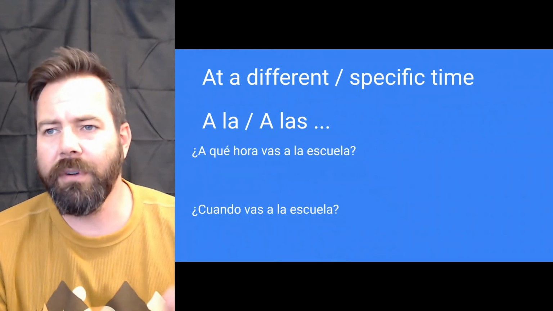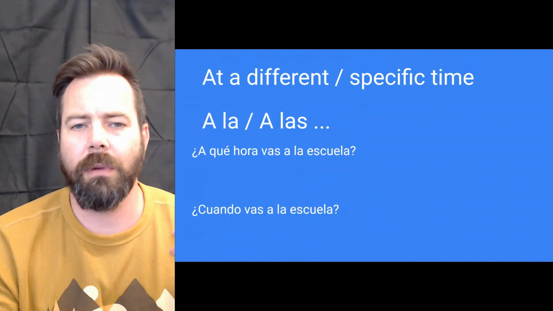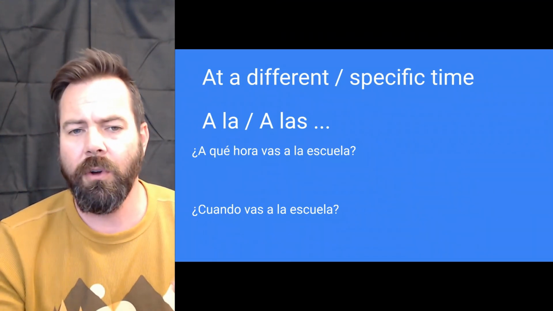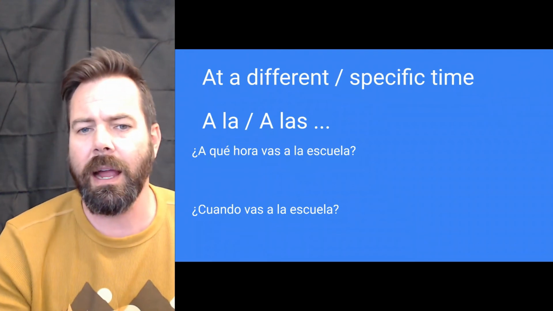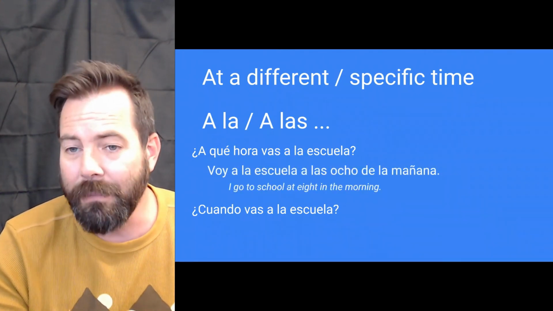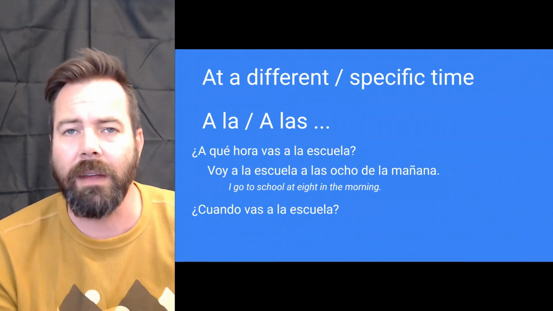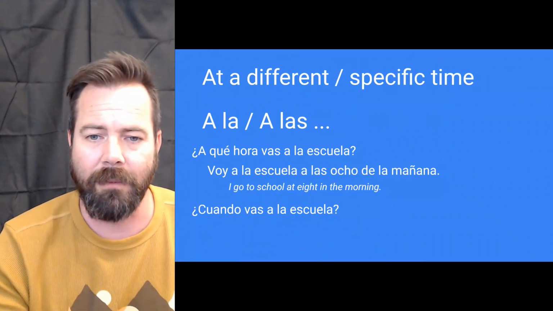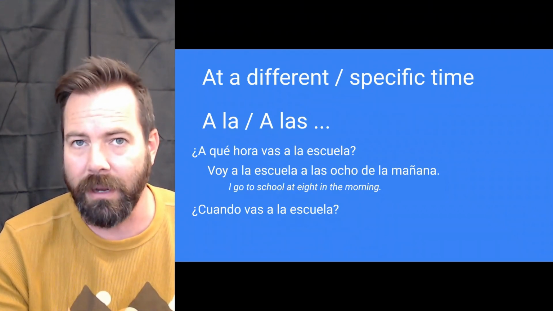So again, at a different specific time, you would do a la for 1 o'clock hour, a las for any other time. So here's two examples. If you say, ¿a qué hora vas a la escuela?, which is at what time do you go to school? It's requesting like a specific time, right? So you'd say, voy a la escuela a las 8 de la mañana. So I go to school at 8 in the morning.